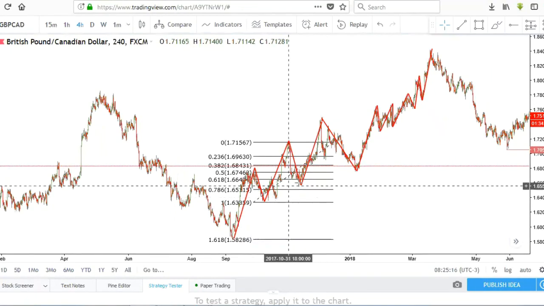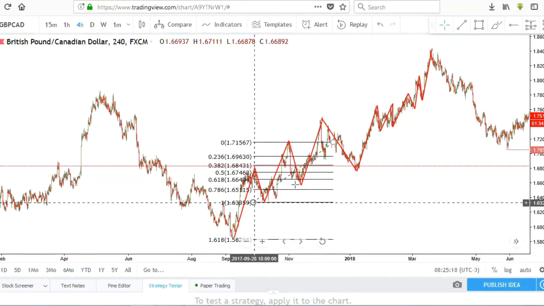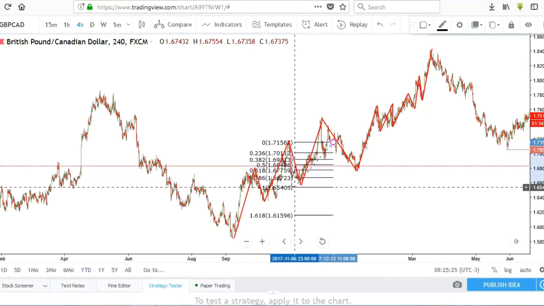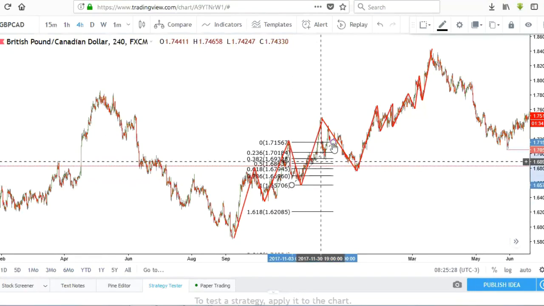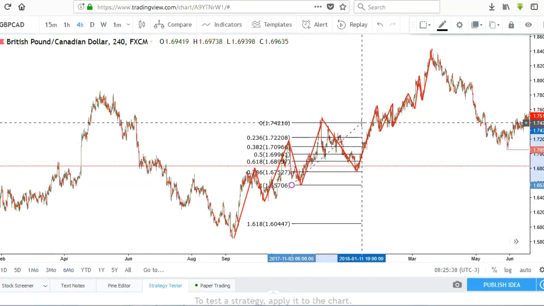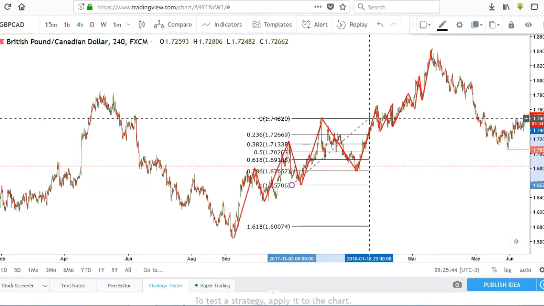You can see here it came to the 61.8 level. Boom, it went up. Now let's take a look at the next one. Here's our swing low right there, and our high right there. We've got our high right there.